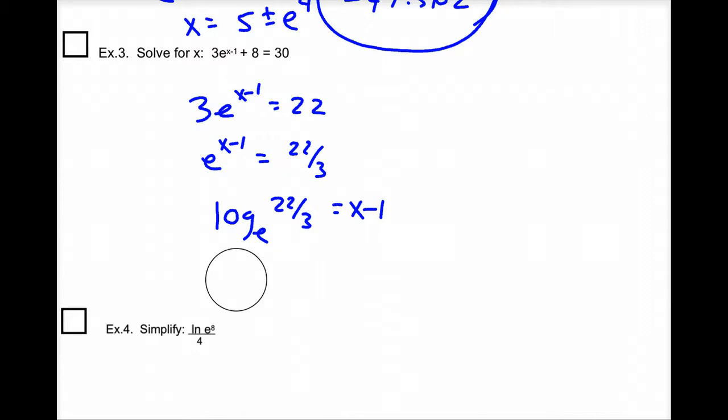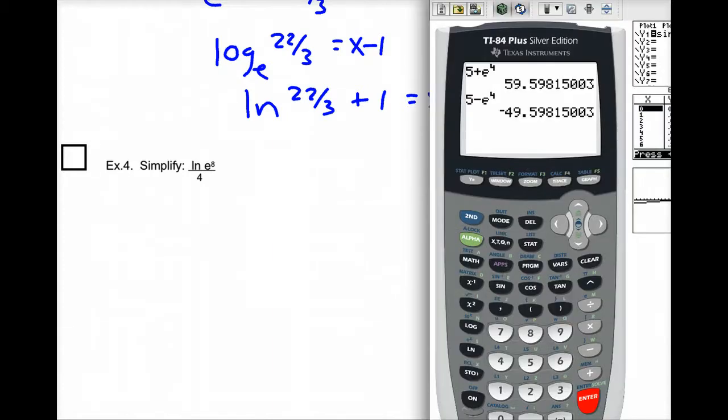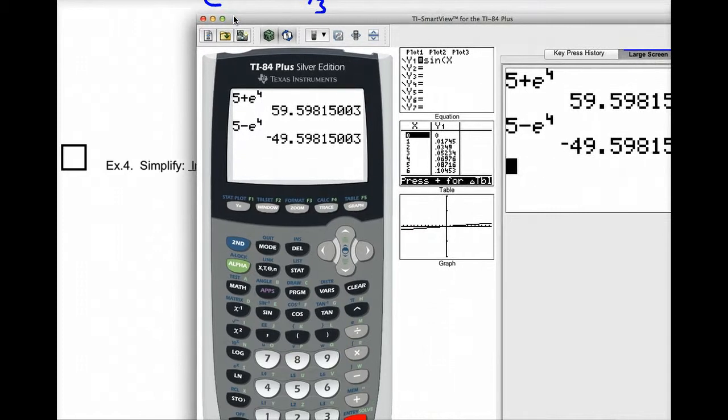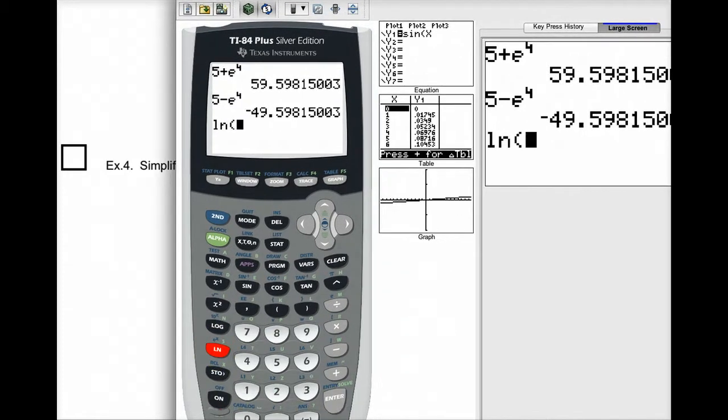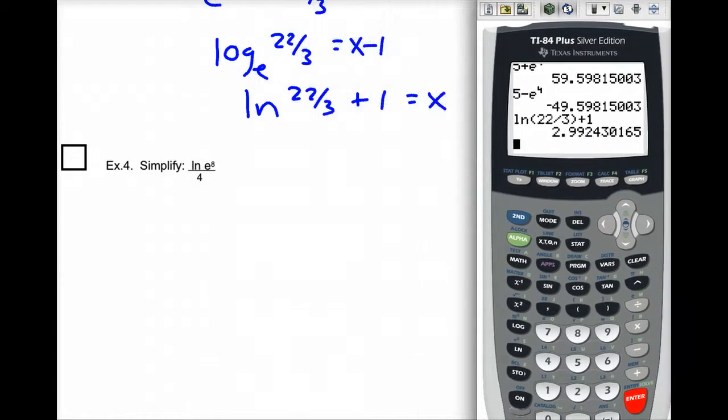Well, actually, I'm not going to do change of base with log 22/3 over log of e. This is where you want to recognize that log base e is natural log. So I'm going to punch in natural log of 22/3. I'm going to add 1, and that's what my x is going to be. Natural log, 22 divided by 3, right parenthesis, add 1, and we're going to get 2.9924.